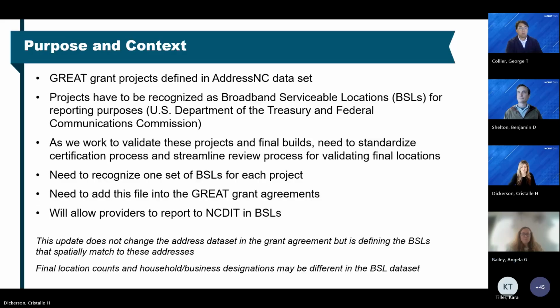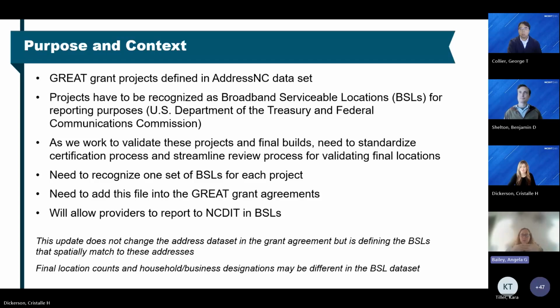Next slide, please. All right, so I think everybody knows our Great Grant projects. We launched the Great Grant program in early 2022. So that was before the FCC was using the broadband data collection data set and location level data. And so we define the projects in our applications and in our contracts in the address NC data set, as you all know. And so the issue over the years, as the FCC switched to broadband serviceable locations, is that we have to report the projects to U.S. Treasury in BSLs, and of course you all report to the FCC in BSLs as locations are served.